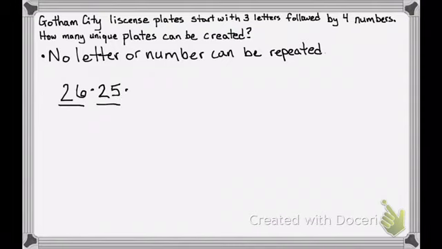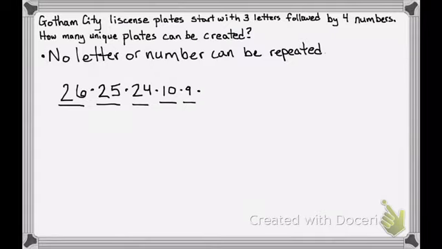Once I've chosen that letter, whatever that letter is, my third letter again can't be repeated, so now I only have 24 letters left to choose from. When I go to the numbers, that first number, I have all 10 digits to choose from, 0 through 9, so I have 10 possibilities. However, the next number, I can't repeat that number, so that only leaves me with 9 possibilities left, regardless of whatever that number is in that first numbered position.